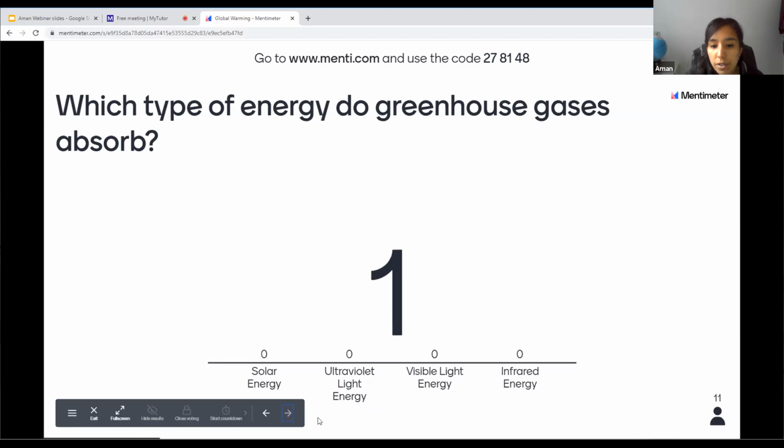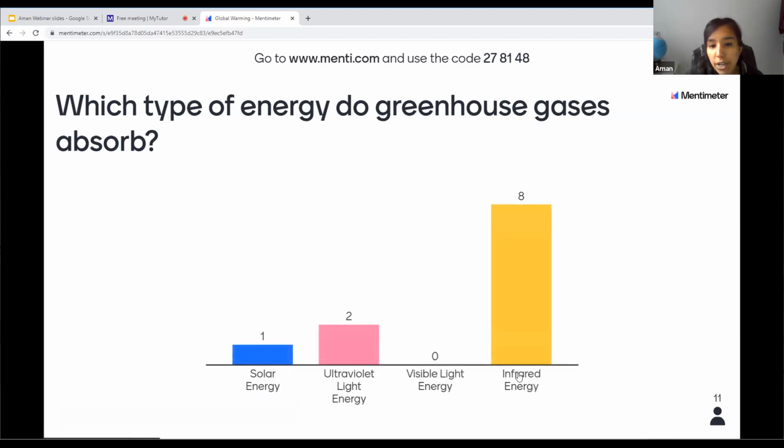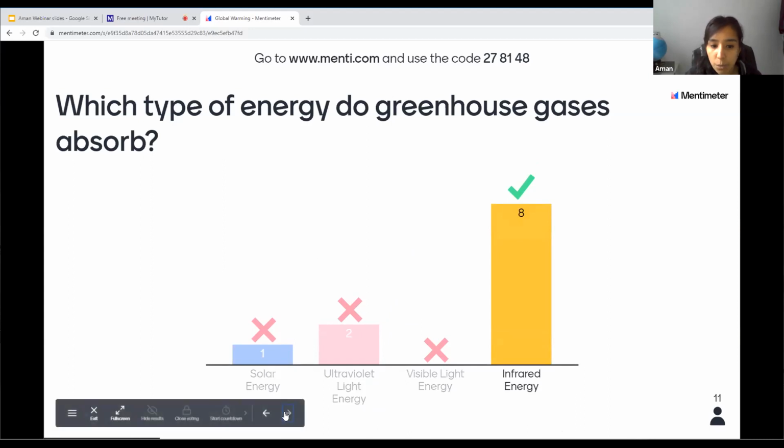Okay, so the answer is infrared energy, and that's because solar energy comes from the sun. And you'll remember the Earth absorbs most of that solar energy, about 50%. It will then reflect it once it's been absorbed as infrared, and that should go into the atmosphere, but the greenhouse gases will absorb that infrared energy and re-emit it back down to the Earth and in all directions. So essentially the energy that should be going back into space to cool the Earth down isn't, because the greenhouse gases are absorbing it and re-emitting it back down to the Earth. Great, so well done.